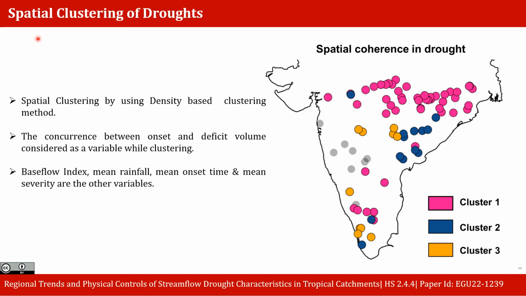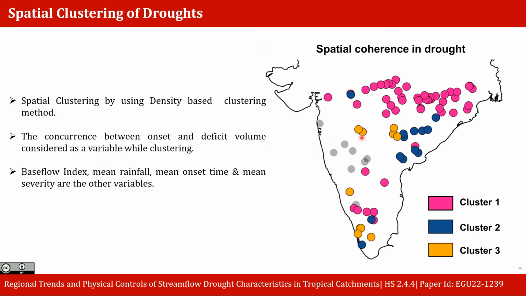In this case, we analyzed the spatial clusters, how these trends of the drought deficit volume and the onset linkage, the coherency between them, are spread across our study region. For analyzing this, we used the density-based clustering method, where the concurrence between onset and deficit volume was considered as a variable while clustering. Not only that, base flow index, mean rainfall, mean onset time, and mean severity are the other variables which we took into consideration for the clustering.